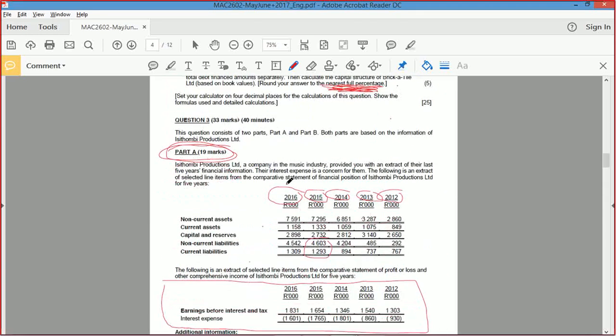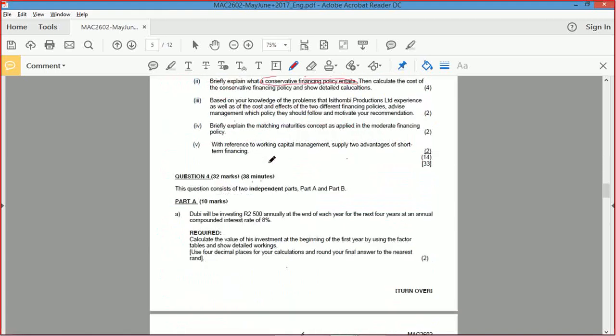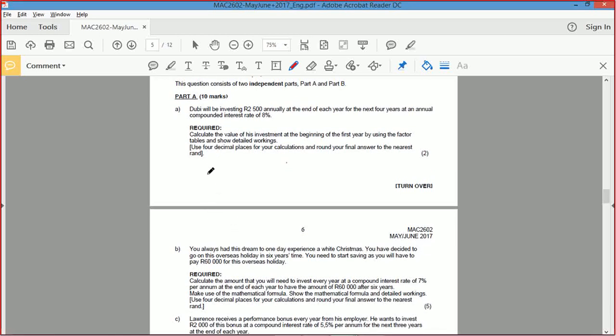What was it out of? The first two. 33. Okay, so 33 marks, 40 minutes. This one is out of 32 marks, 38 minutes. So they're both equal in terms of length, both around 40 minutes long. And we're looking at independent parts, A and B. So you need to keep things separate again.